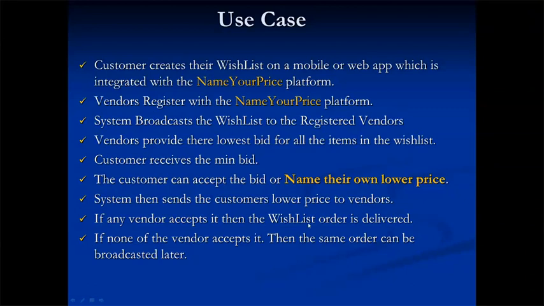So it doesn't have to be the vendor with the minimum price. They may not go further down, but some other vendor might want your business. So they may go down based on their margins and whatnot, based on their own algorithms, and they can match your price. And if none of the vendors accepts the price, then the same order can be broadcasted later. It can be done by the system every second day, or the customer can initiate it again.